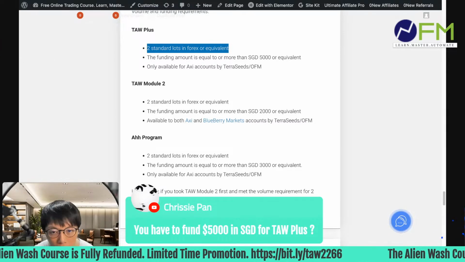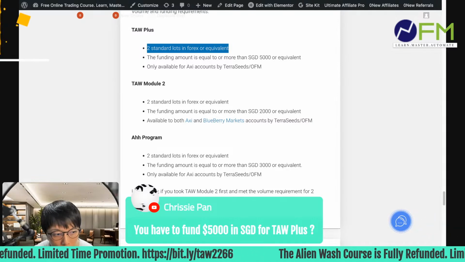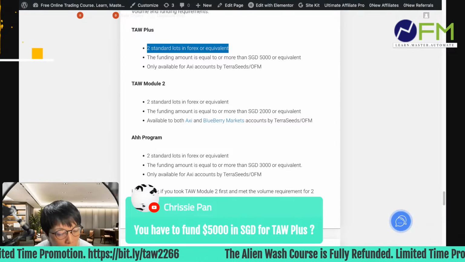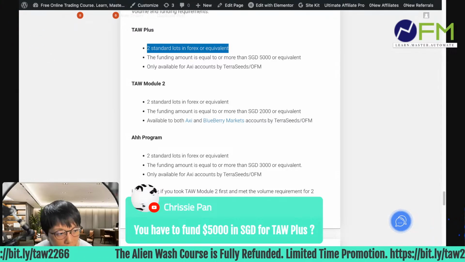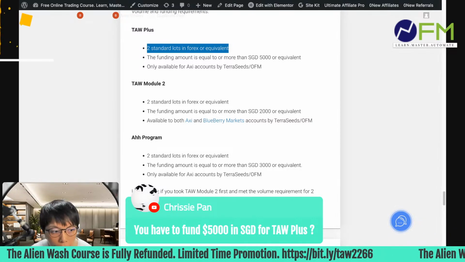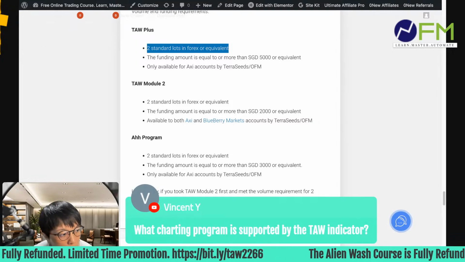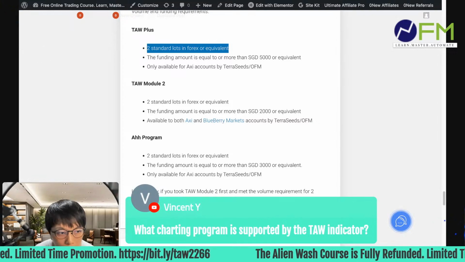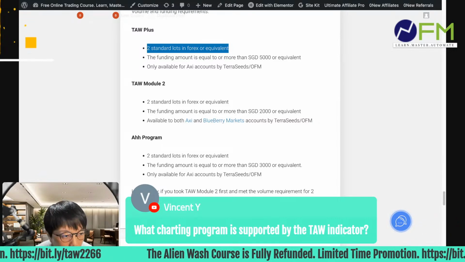You have to fund $5,000 in SGD. Yes, you have to top up $5,000 if you have a real account. Yes, your money belongs to you. That money still belongs to you. It is your trading capital. All right. What is the charting program used by Tor? We are using MetaTrader. Okay, we are using mainly MetaTrader 4 and MetaTrader 5.